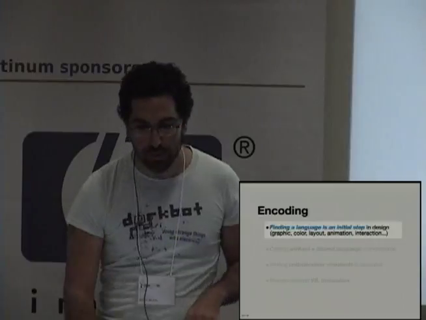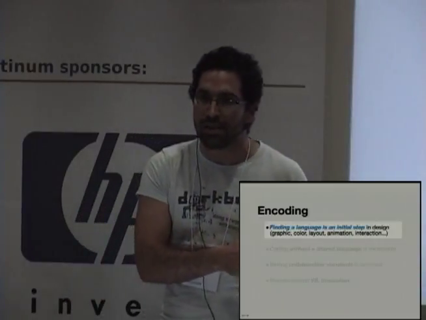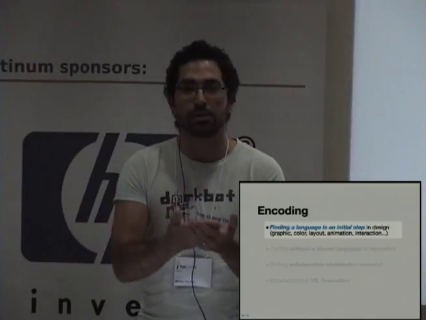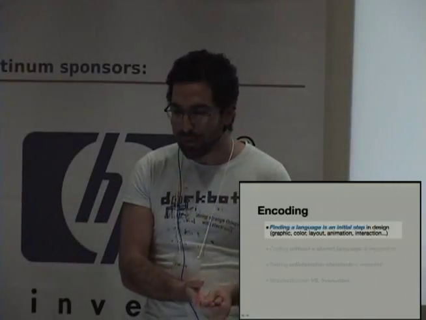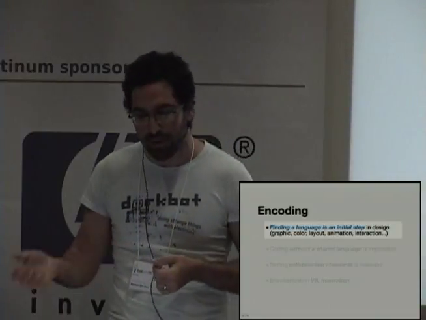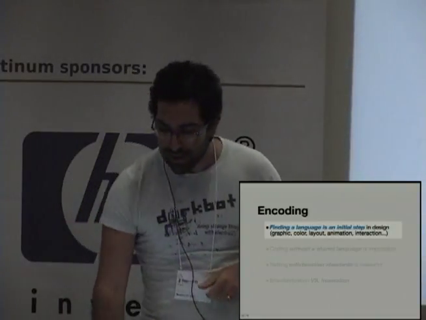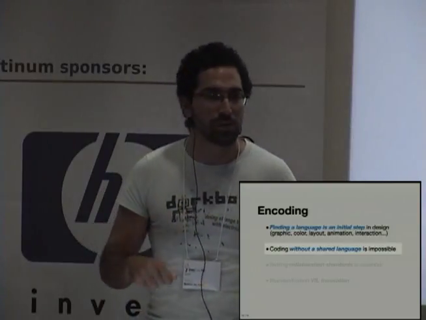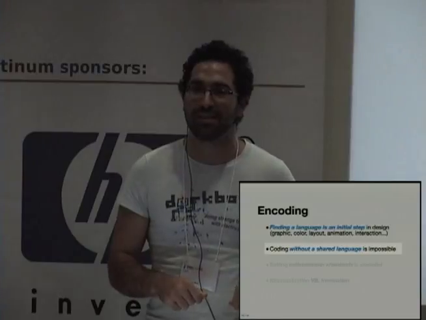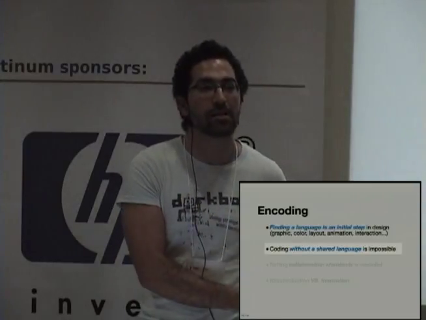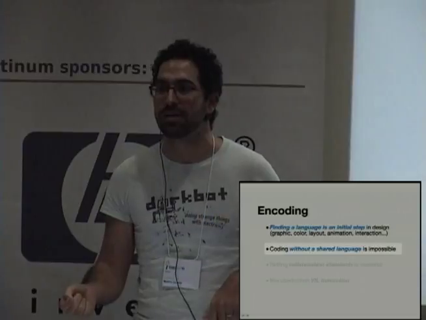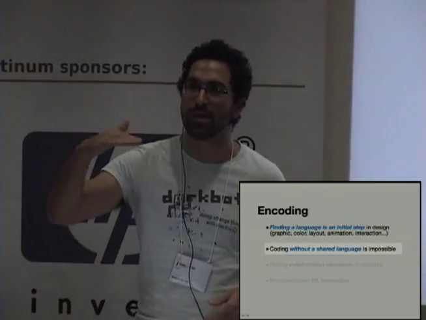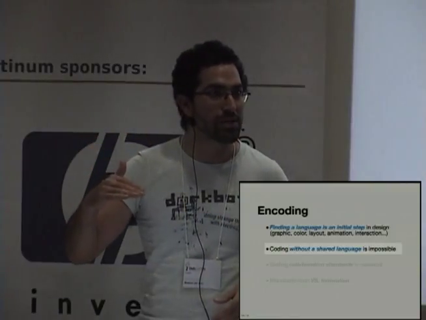So as a part of this encoding, when we're talking about the design process, defining a new code, defining a new language from the beginning is the first step that we do in design. So we define graphic, color, layout, animation, interaction languages. Just try to imagine trying to write a new programming language every time you're going to start a new project. The first question you ask before you start collaborating on code is, what language is it written in? This is the standard of communication.